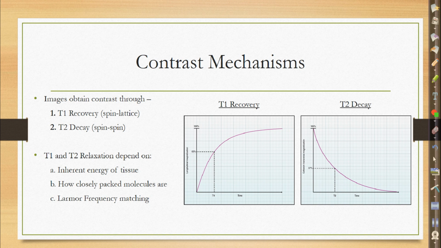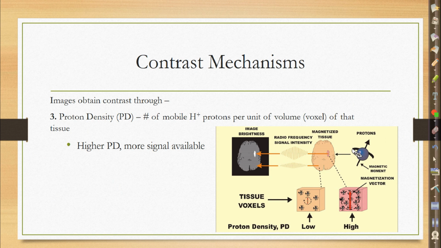So I did say that images obtain contrast through three things. So here are the first two, T1 and T2, but the third one is proton density. And I've already kind of defined this on the other slide, but proton density is the number of mobile hydrogen protons per unit of volume, or voxel, of that tissue. So this is probably the most simple concept when we're talking about contrast, where we have a bright area versus a darker area. So you have high signal in areas if you have a voxel of tissue and you have a lot of these hydrogen protons within that voxel.